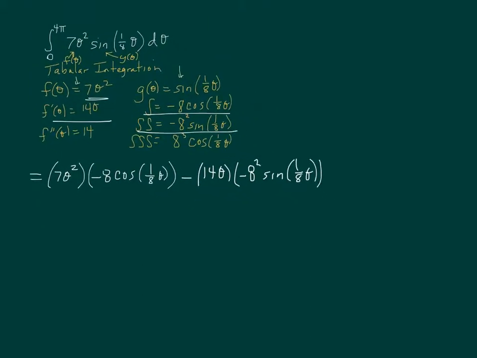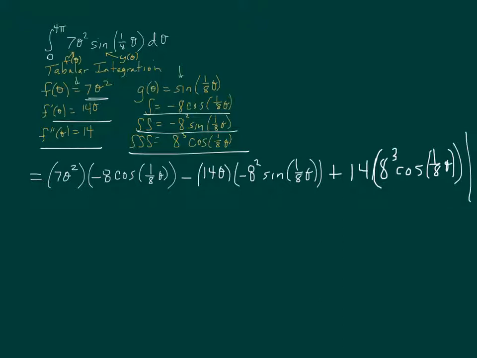And then, still continuing right along, I'm going to use my third derivative. So that's 14, and then times the triple integral. So 8, in parentheses, to the third power, cosine 1 over 8 theta. And now I have this big ugly mess that I'm going to evaluate from 0 to 4 pi.